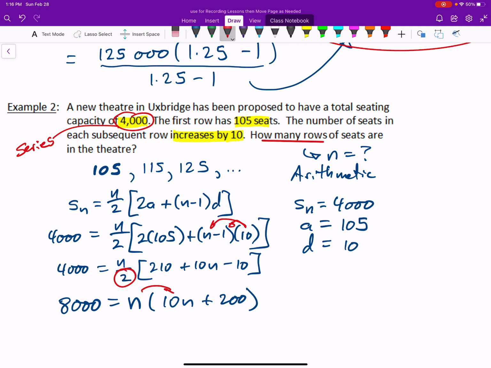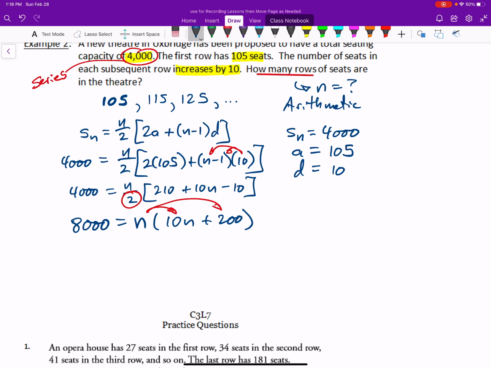I can expand this out, and I can bring the 8,000 over to the other side. Let me explain why after I do it. Well, actually, let's do it together now. n times 10n gives me 10n squared. n times 200 gives me 200n. I've got a quadratic going on here, right? So the fact that I recognize this as a quadratic that I'm going to want to solve means that I should put it in standard form because that's how we solve quadratics. So that's why I will also bring the 8,000 over to the right side at this time, because now it's a quadratic that's in standard form and I can solve it.